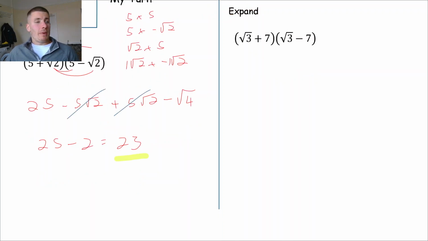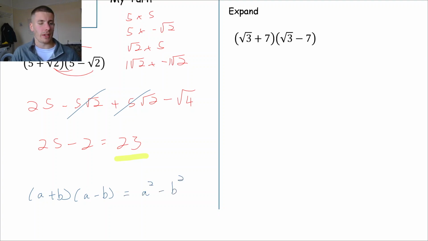You could be a bit crafty, and you might have noticed that this is actually the difference of two squares. What I mean by that is, let's write it in blue. In the first bracket, you've got a plus b, and in your second bracket, you've got a take away b. So it's going to go to a squared take away b squared, where a is equal to 5, so a is 5, so it's going to be 5 squared, which is 25. Take away b is root 2. Root 2 squared is just going to be equal to 2. So 25 take away 2 is 23, which is exactly what we got up here.